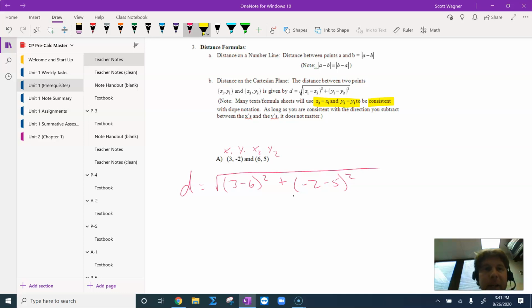Not going to work. You've got to stay consistent. All right, so let's actually calculate this out a little bit. P minus 6, well, that's going to be a negative 3, and we want to still square that. Plus negative 2 minus 5, that's a negative 7, and we want to square that.